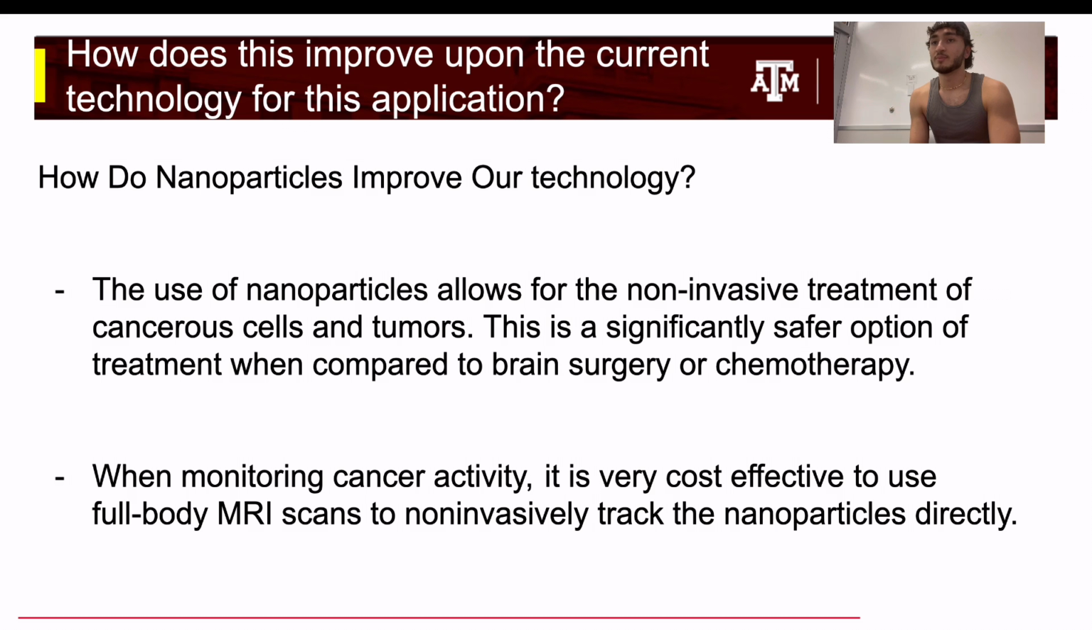How do nanoparticles improve our technology? The use of nanoparticles allows for the non-invasive treatment of cancerous cells and tumors. This is a significantly safer option of treatment when compared to brain surgery or chemotherapy. When monitoring cancer activity, it is very cost-effective to use full-body MRI scans to non-invasively track the nanoparticles directly.